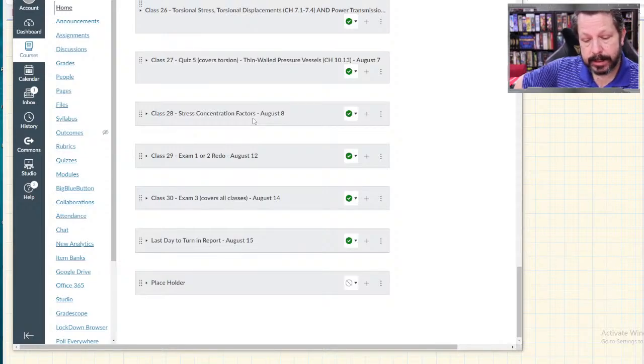And so the stress concentration factors are a way to deal with that without using simulation, without using finite element analysis or one of those processes. This is a pen-and-paper way of dealing with the fact that, yes, you can calculate an average stress, but there might be a piece of that object that has a higher stress, and we might need to know that.